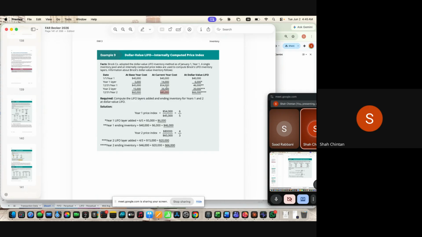Now, what is the step? Number one, calculate CPI. What is the CPI? Year one divided by year zero. So 80,000 divided by 60,000, which is 4:3. So maximum of 4:3 के रेशियो में आपका लेयर ऐड कर सकते हो. So what is the current year purchase? $15,000. इसको maximum आप 3:4 के रेशियो में एडजस्ट कर सकते हो. So if you apply the formula, 15,000 can be maximum upgraded to $20,000. So now your value of your inventory is not 80,000, but it's 46,000 plus 20,000, which is 66,000. 20,000 को हम क्या बोलेंगे? A layer added because of the dollar value LIFO.